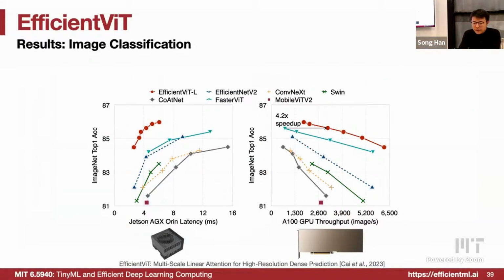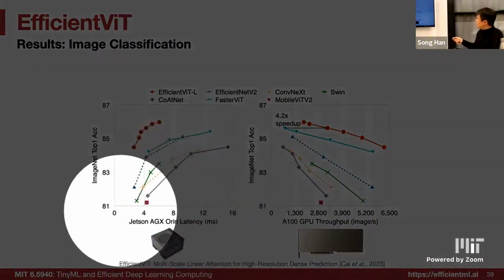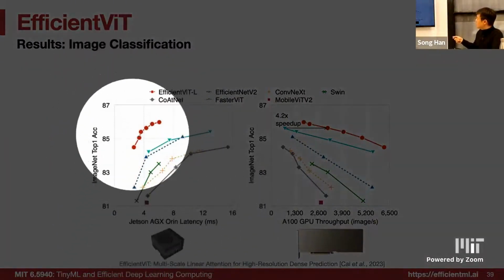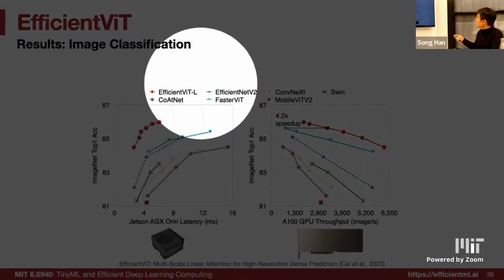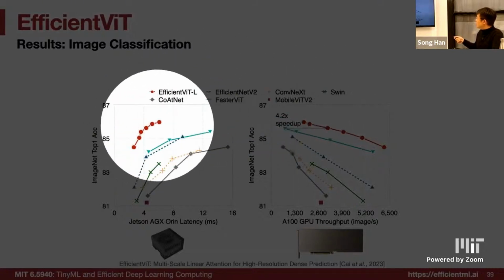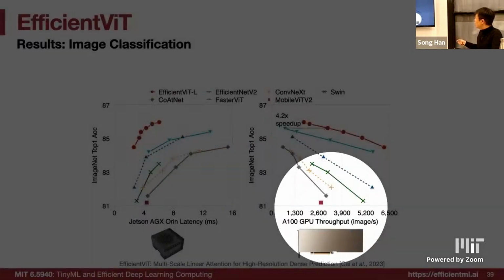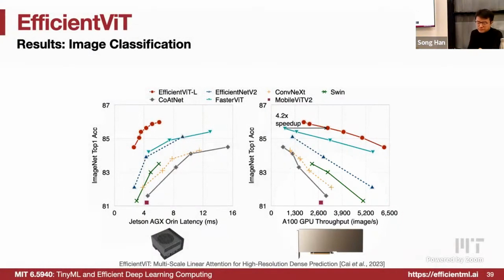And this is the image classification result. This is the latency, the lower the better. This is the accuracy, the higher the better. So ideally, we want something right here. So this is comparing with a lot of baselines. This is the accuracy, latency trade-off. This is the throughput, accuracy trade-off. We want a high throughput and high accuracy.